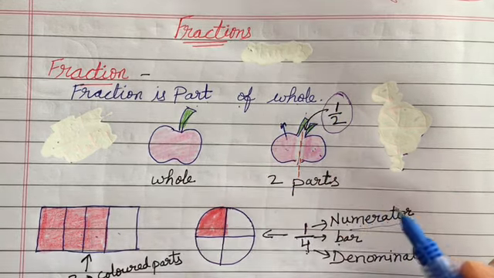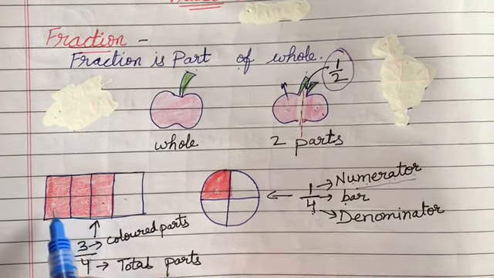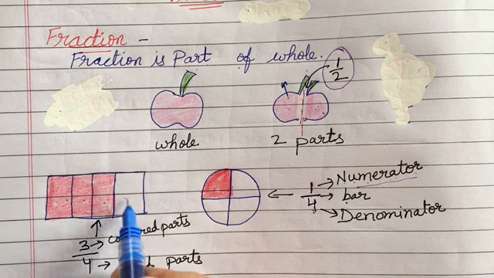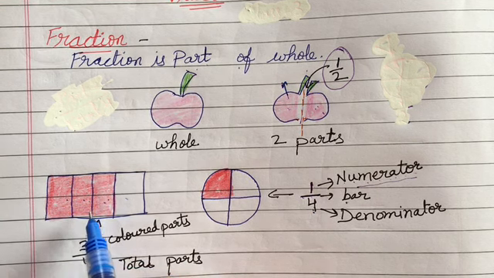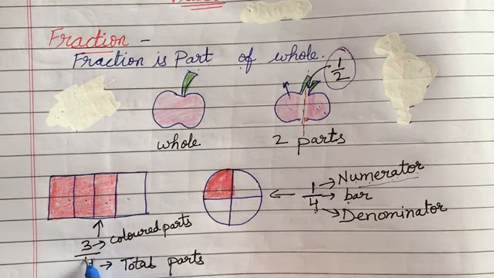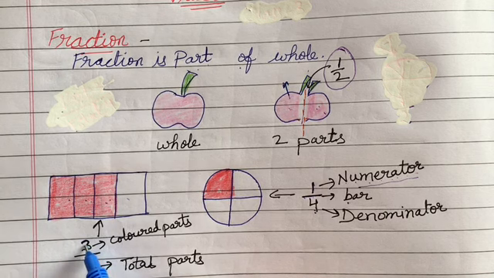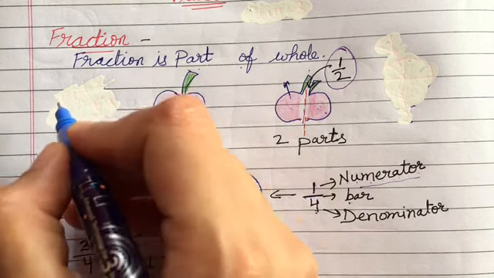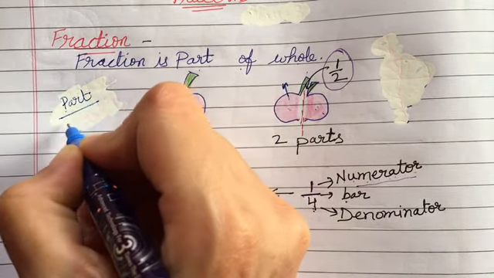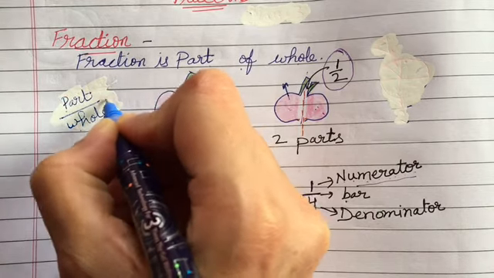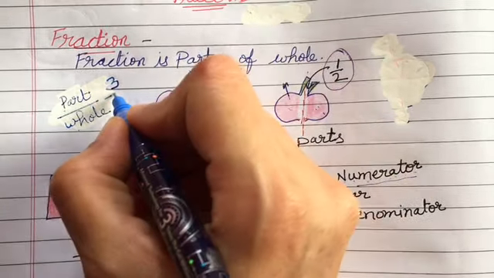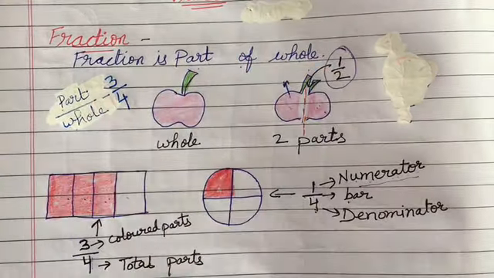it is 1 upon 2. For another example, we have a rectangle that we have divided into 4 parts, 1, 2, 3, 4, and out of this we have colored 3 parts. So what will be the fraction for this? The total number of parts is 4 and colored parts are 3. As we have said, a fraction is part by whole. How many parts are colored? 3. And how many are total? 4. So this is your fraction.